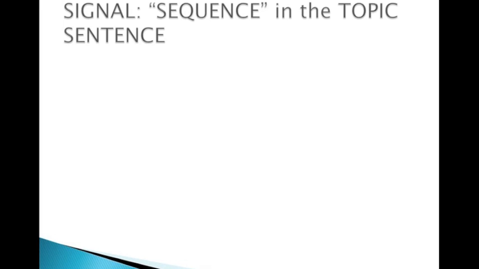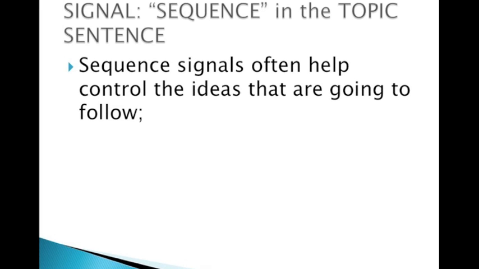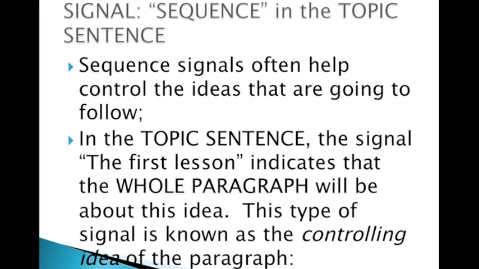So what exactly does that signal do for the rest of the paragraph? Well, the first thing we need to recognize is that when we use signals, sequence signals, especially in the topic sentence, they're probably going to control the ideas that are going to follow it. So in the topic sentence, for example, the signal, the first lesson, indicates that the whole paragraph that follows will probably be about this idea. This type of signal we often refer to as the controlling idea of the paragraph.